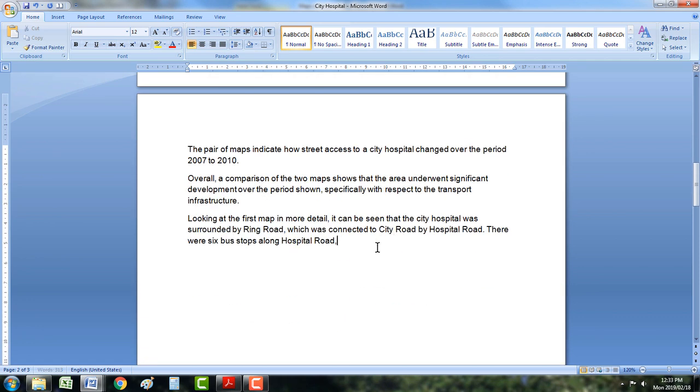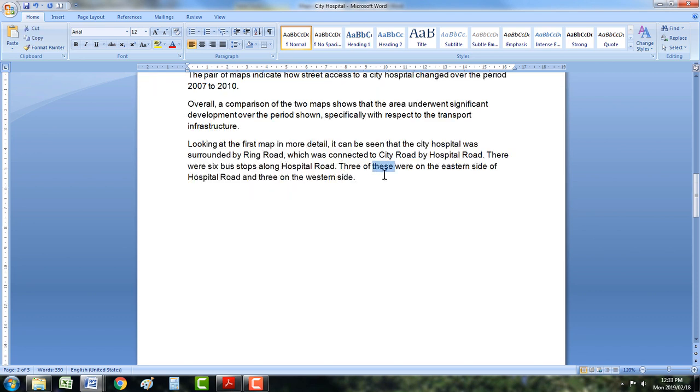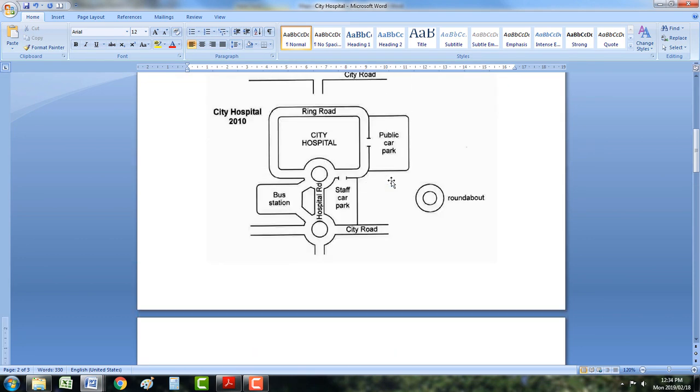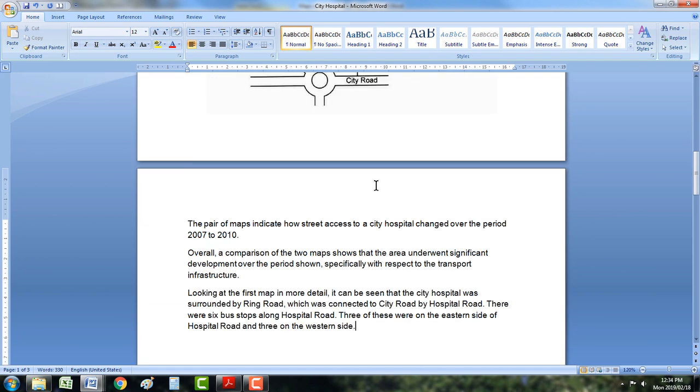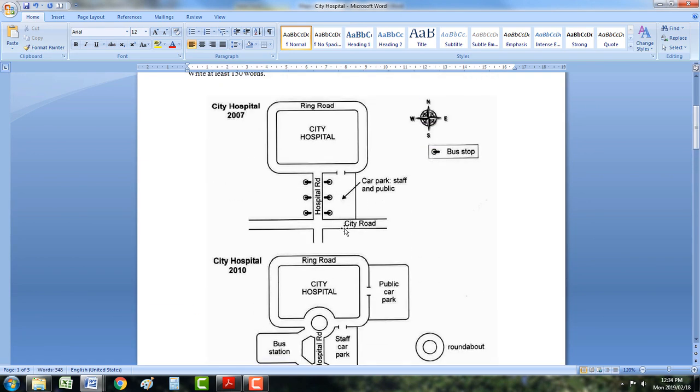Also, let's try and throw in a reference pronoun. You've got to keep these reference pronouns and the comma which in your head and use them when you can. 3 of these were there. These is referring to the 6 bus stops. 3 of these were on the eastern side of hospital road and 3 on the western side. Then one more thing. There was also a car park on the eastern side of hospital road for staff and public. Alright, so now I've described everything there. I've done the roads, the bus stops, the car park, the hospital. That's all. And I just said it existed.